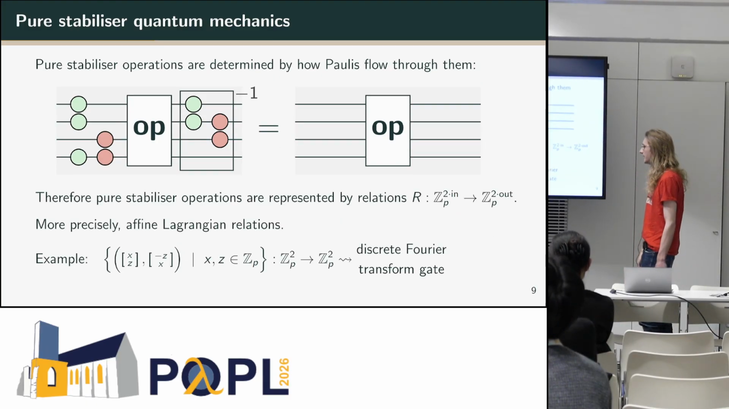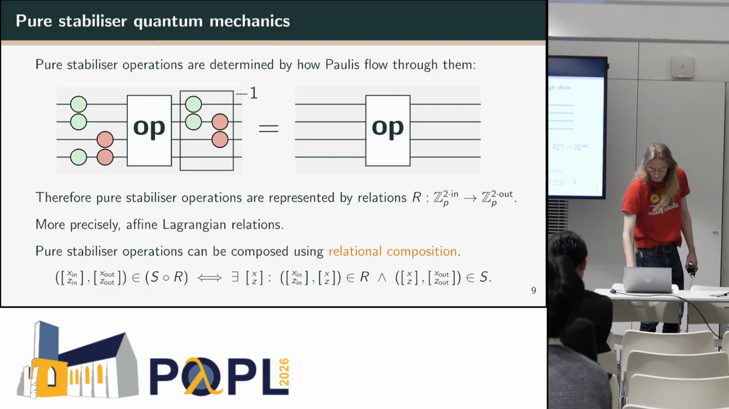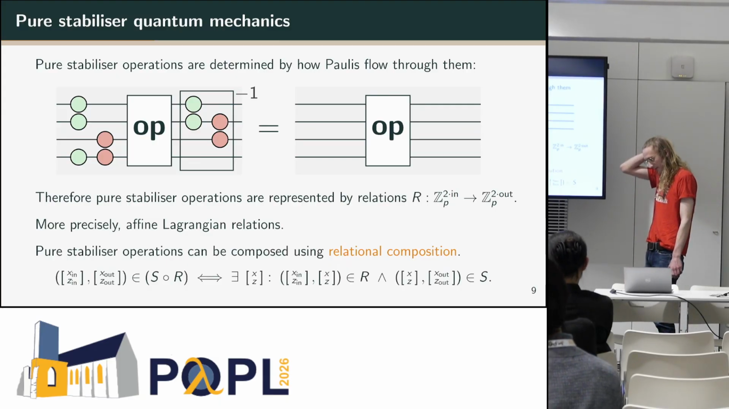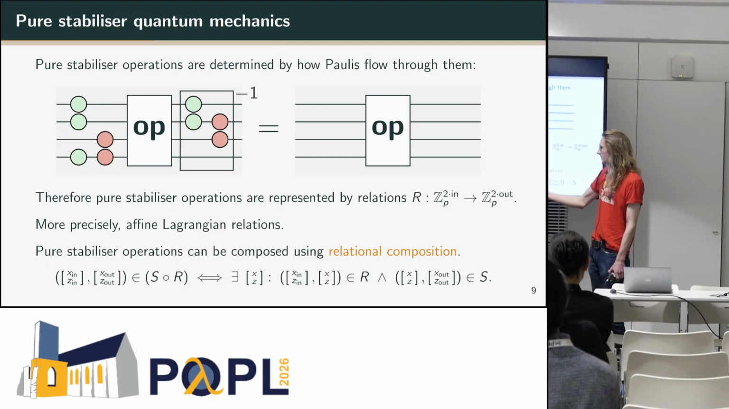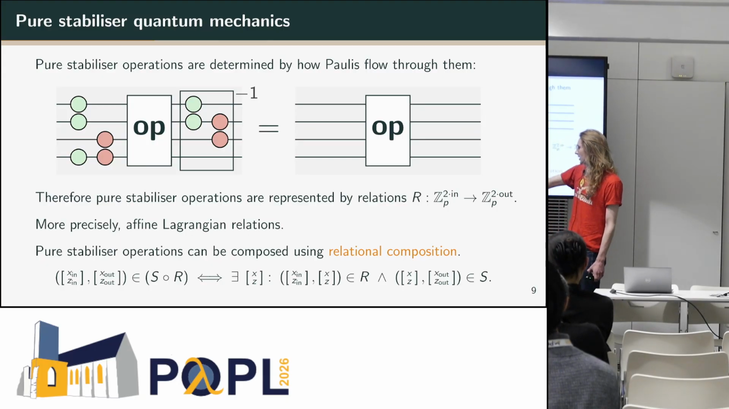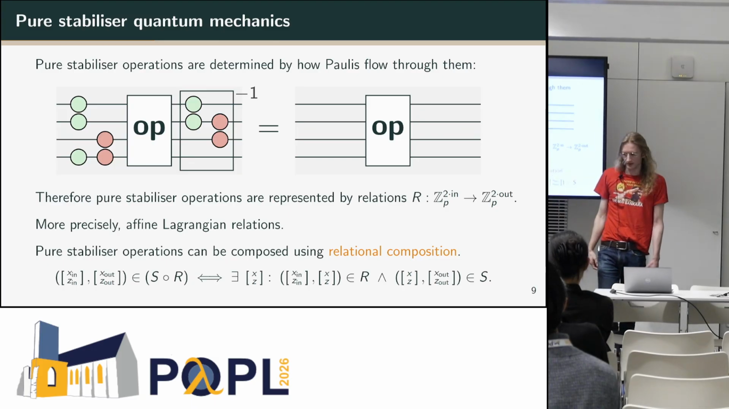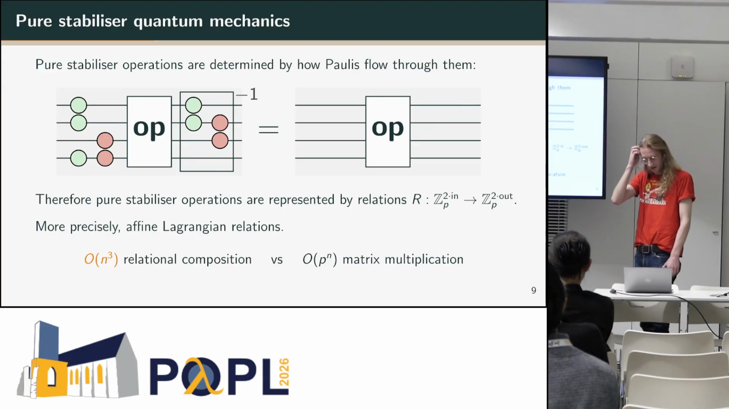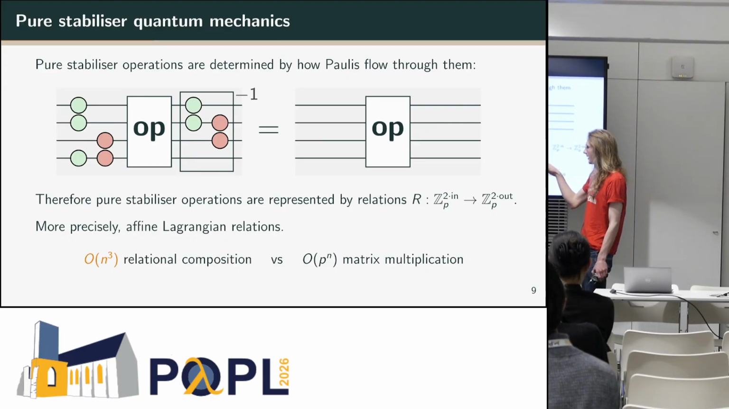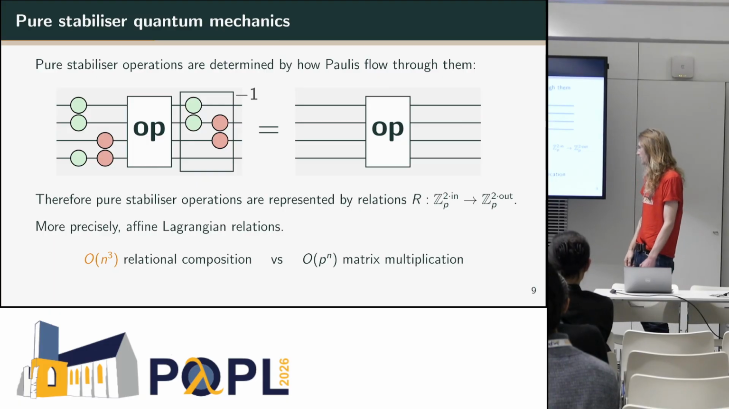So here's an example, the discrete Fourier transform. It takes your stabilizers here, swaps them, and then negates the Z stabilizer. And what's really nice about this representation of pure stabilizer quantum circuits is that you can compose them using a relational composition. So you have these two stabilizer circuits which you represent by relations, and you compose them by taking an element in the middle and taking the conjunction. And if you work with relations, then the composition is tractable, whereas if you just multiply the matrices naively, then it's exponential.